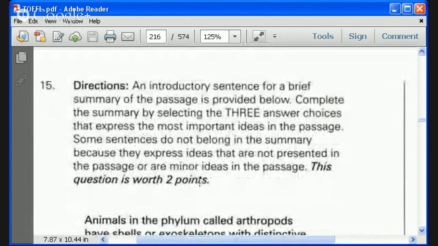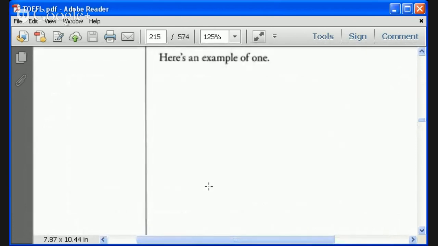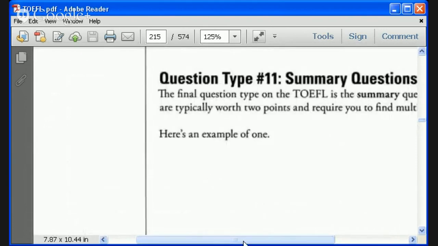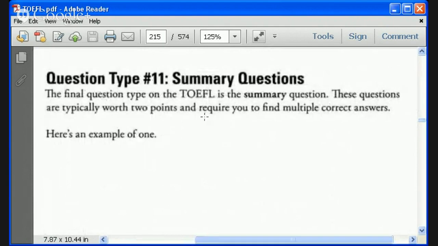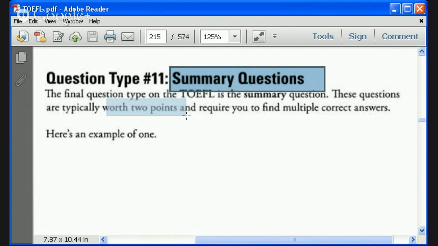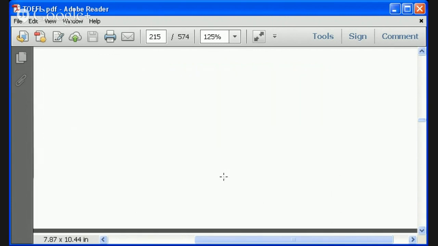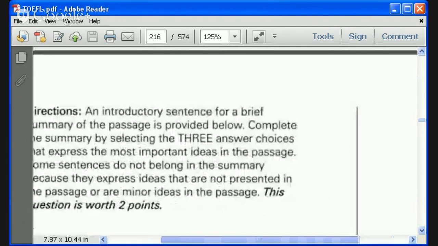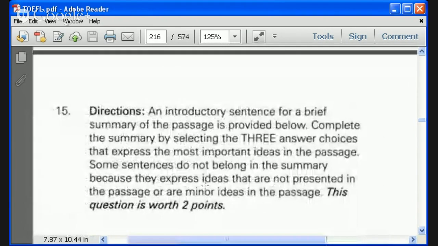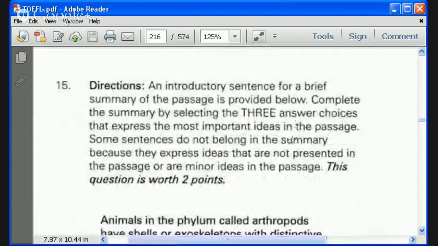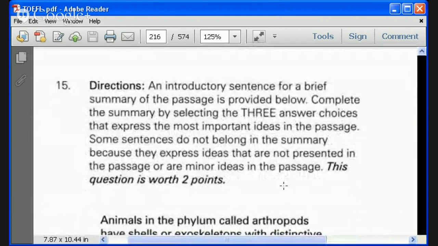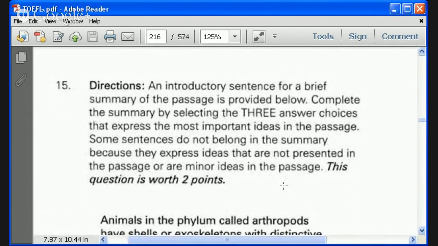Okay, here is, all right, summary question. One more question type here. Summary questions. Okay, now these are another type of question that's going to take a long time. These are worth at least 2 points, sometimes 3 or 4 points. All right, so the problem here is that these are very time-consuming. On the other hand, they're worth more points. So they're very important in the test. Okay, here's what they look like.